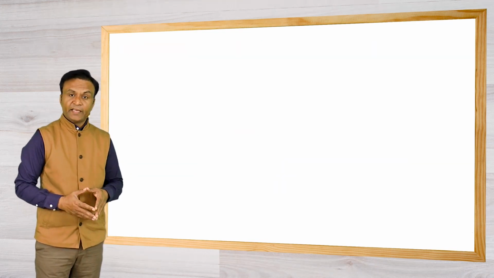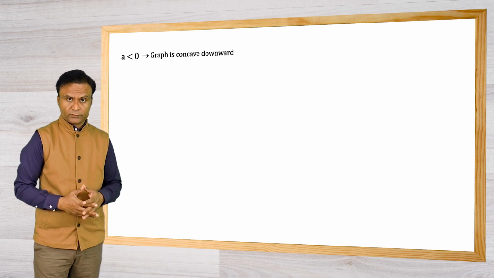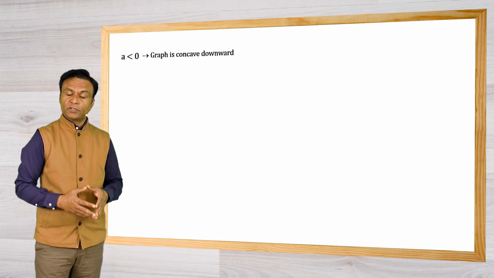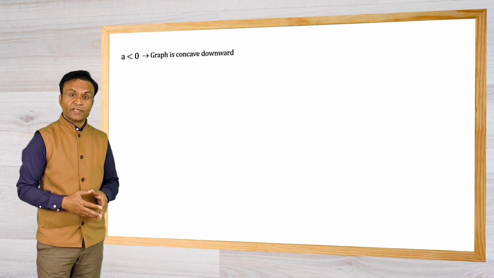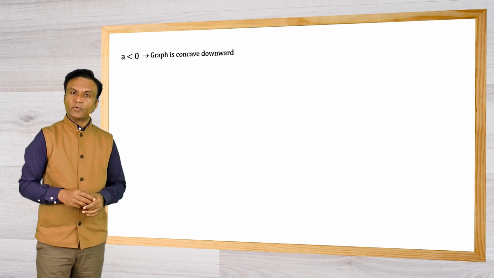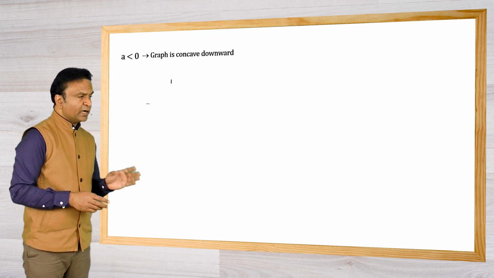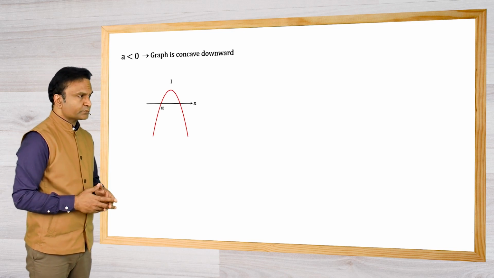Now consider a < 0. In this case, the graph is concave downward. With respect to the points of intersection with the x-axis of this graph, we have again three possibilities. So here we have graphs for three possibilities.